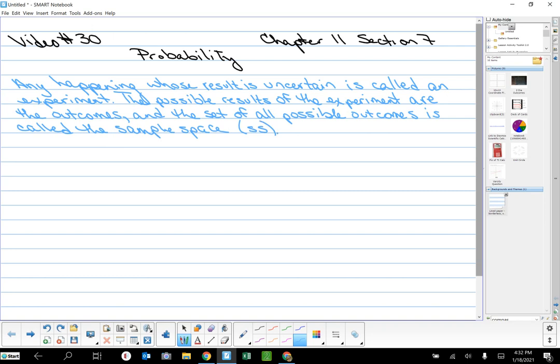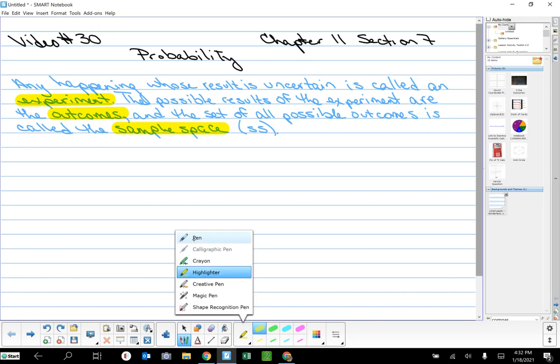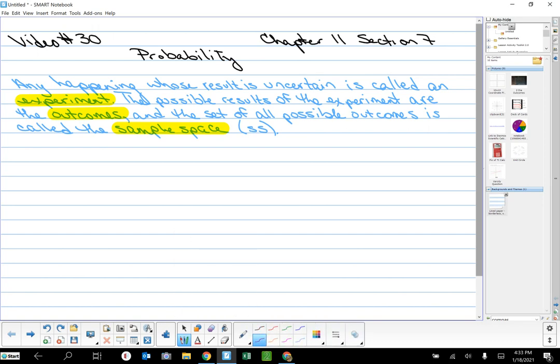All right, so there's a couple words in here that we should probably just put a highlighter on. Experiment. Possible results of the experiment are the outcomes, and the set of all possible outcomes is called the sample space. All right, so next, here is the first little example. Find the sample space when two coins are tossed.